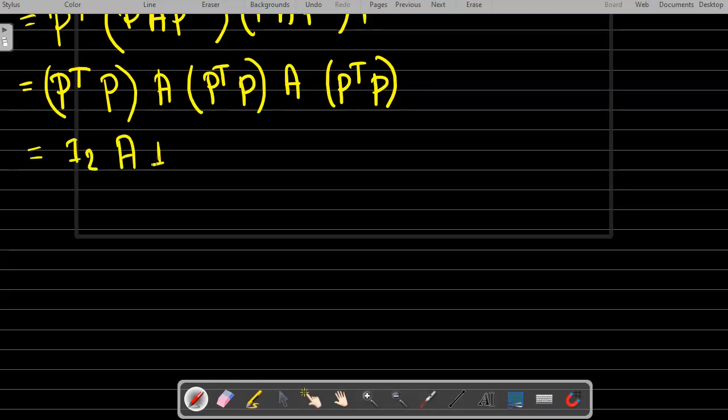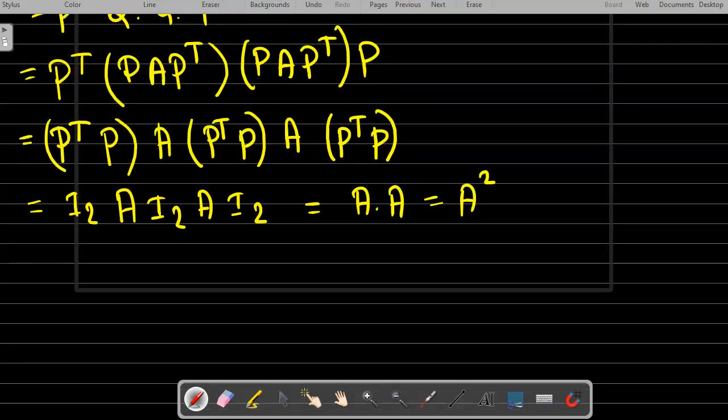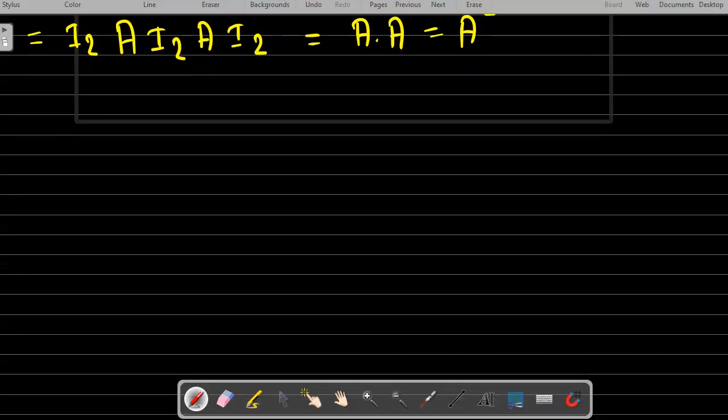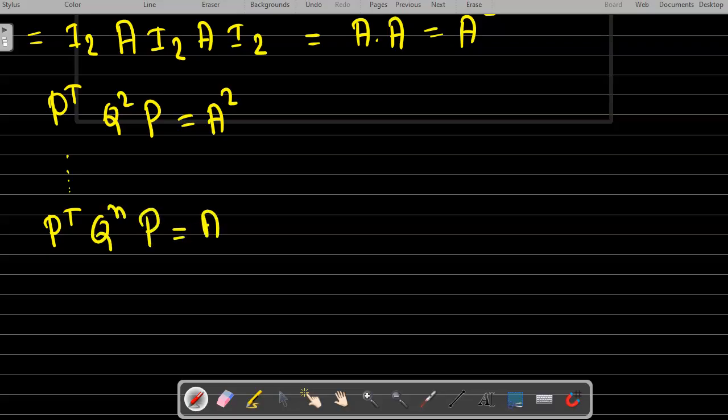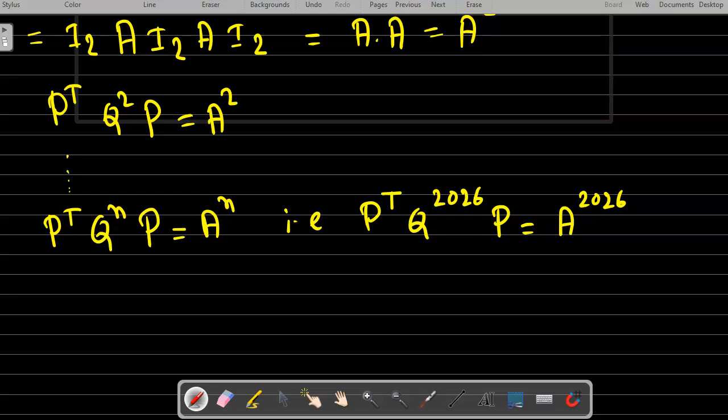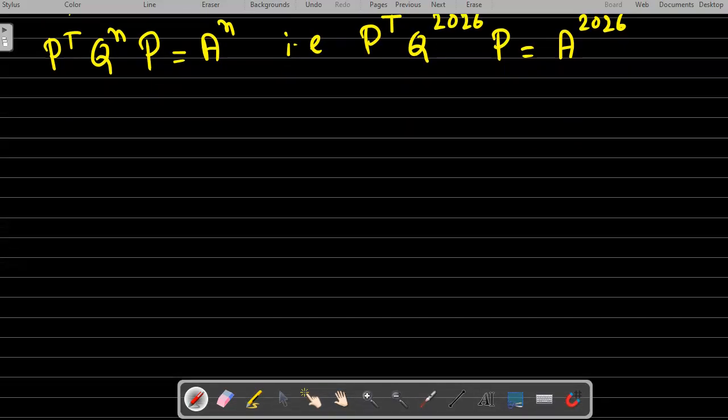So here is A, here is I2, here is A, and here is I2. So finally we got A into A, that is A square. So you get P transpose Q square P is equal to A square. If you proceed like this, you will get P transpose Q to the power n P is equal to A to the power n. That is P transpose Q to the power 2026 P is equal to A to the power 2026. So we have to find what is A to the power 2026.